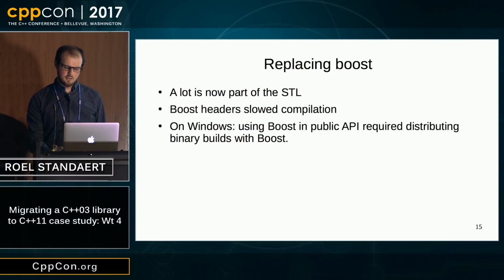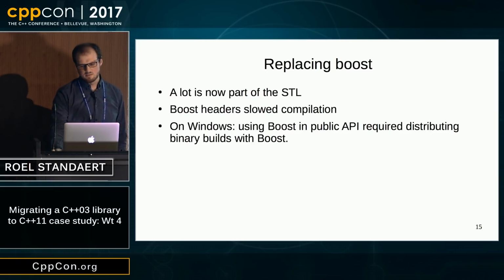Another thing that we could do now is, because C++11 and beyond incorporates a lot of features that were first in Boost, we could scratch a lot of that and replace it with stuff that's now in the STL. We knew that these Boost headers slowed compilation times a lot, especially because a lot of headers are just made to support older compilers, and we didn't need that. We just targeted C++11 now.